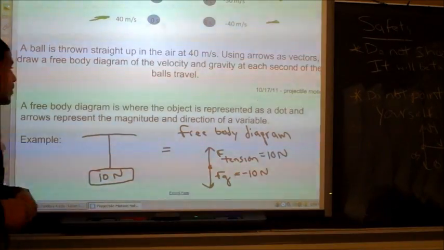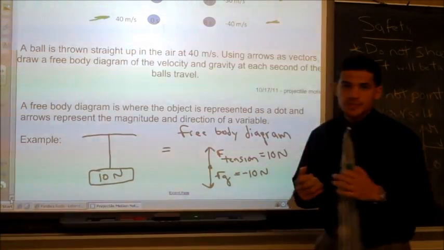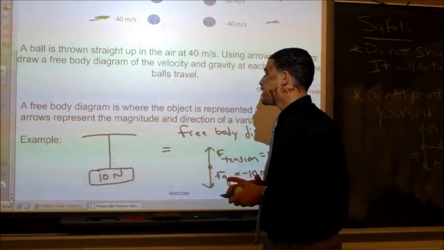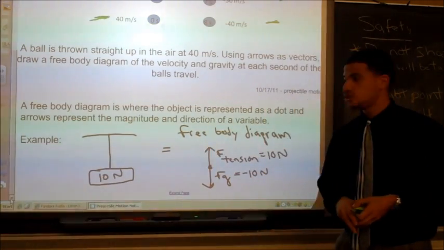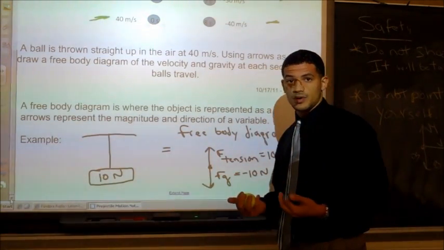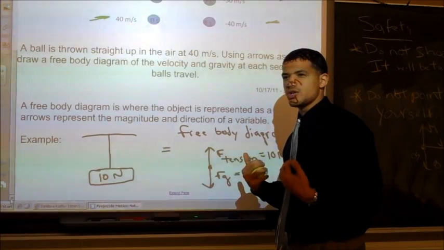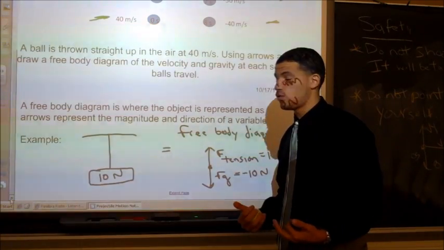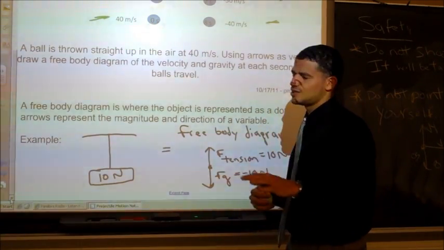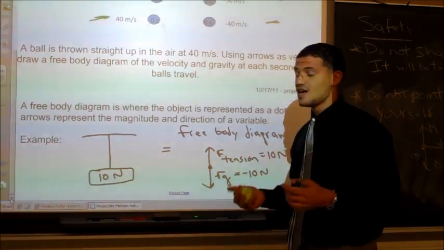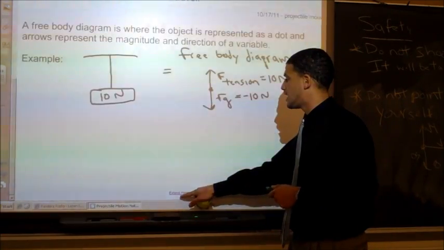A free body diagram is one where the object is represented usually by a dot, and the arrow represents the magnitude and direction of a variable. So notice we really only use free body diagrams for vectors, because vectors have a magnitude and a direction.